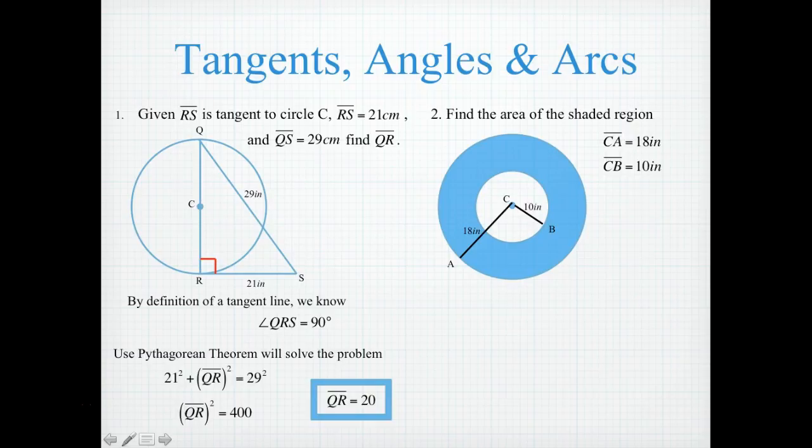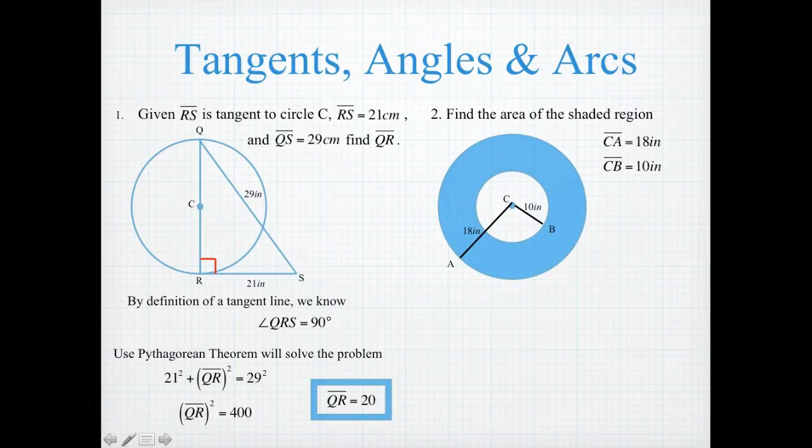In the second example, we're given a figure that looks like the shape of a donut, and we're asked to find the area of the shaded region. So we're going to apply the area formula of a circle, which is pi r to the second. What we're given is the radius of two different circles. The small circle, radius given as CB, is 10 inches, and the radius of the large circle, CA, is equal to 18 inches.